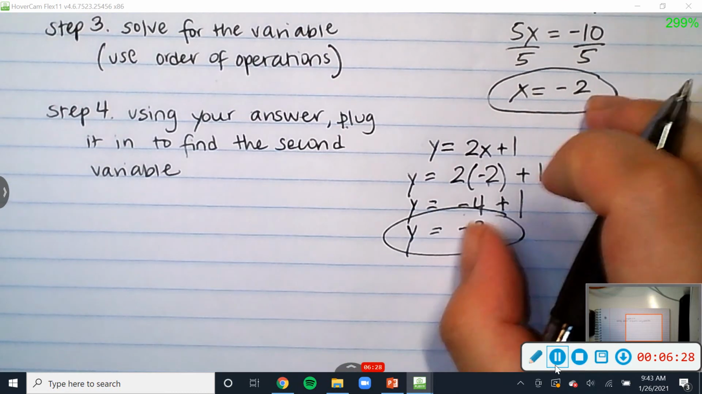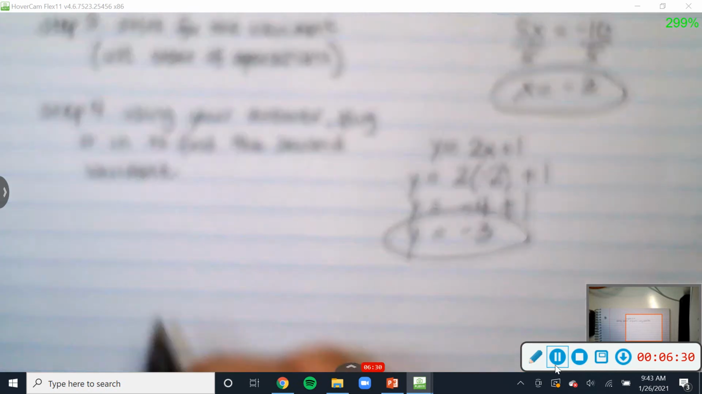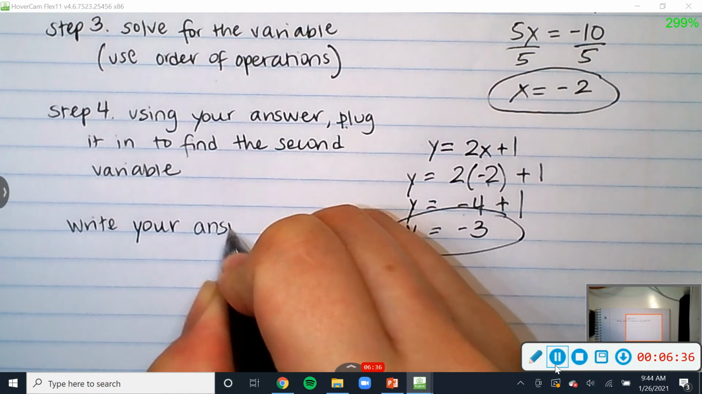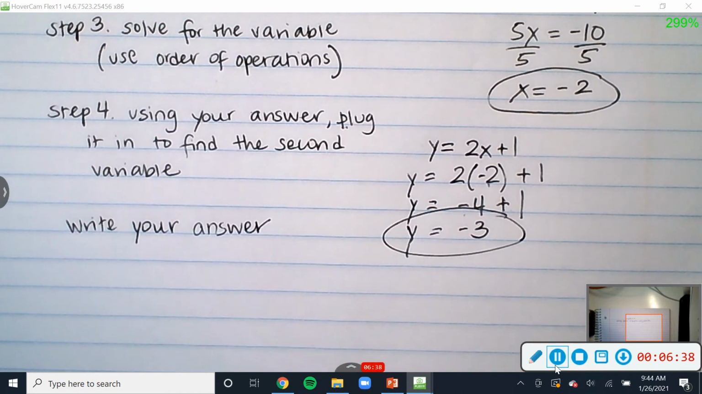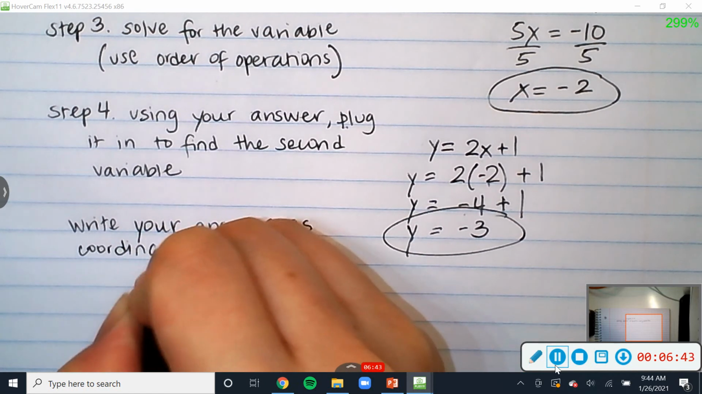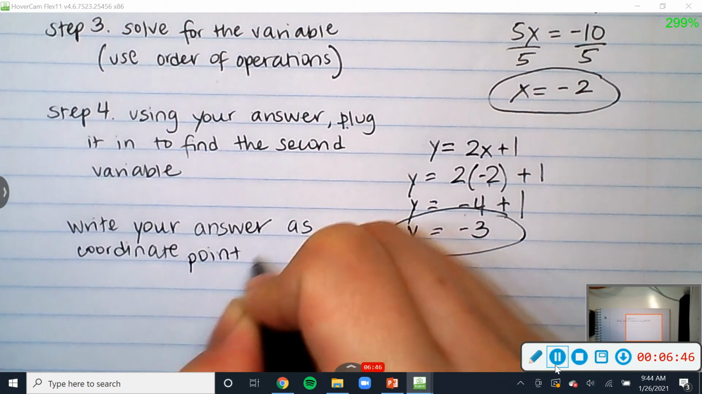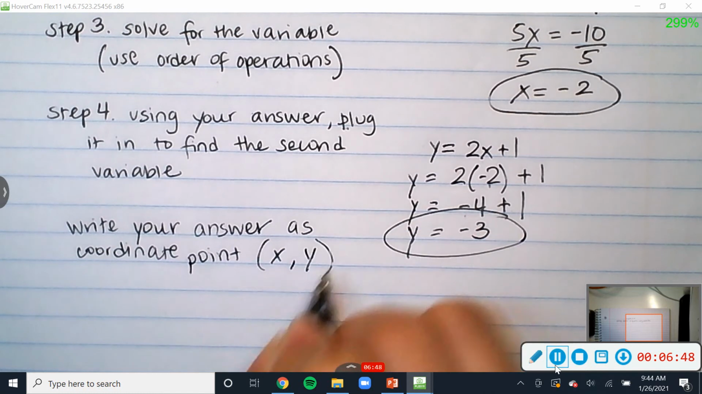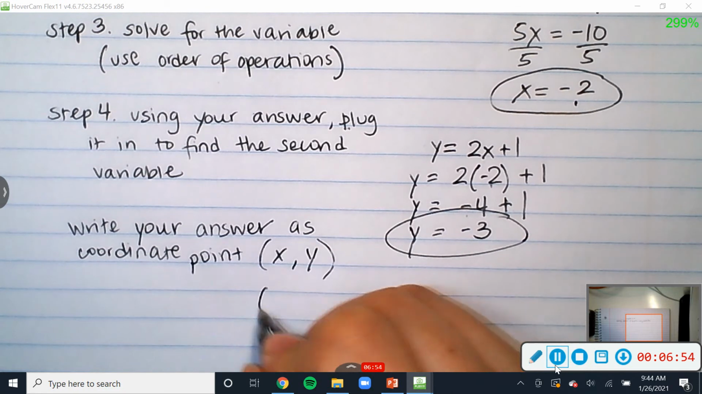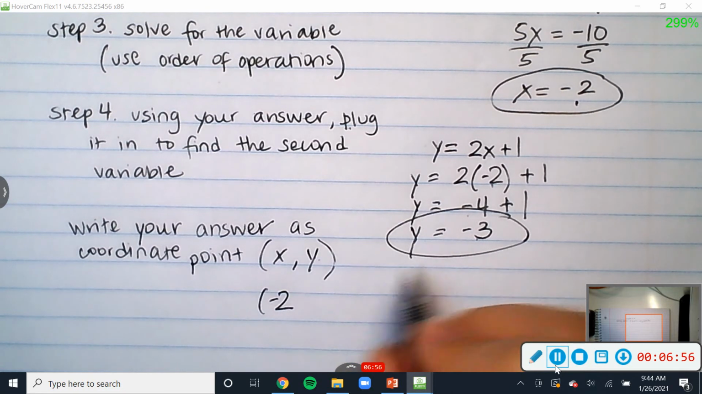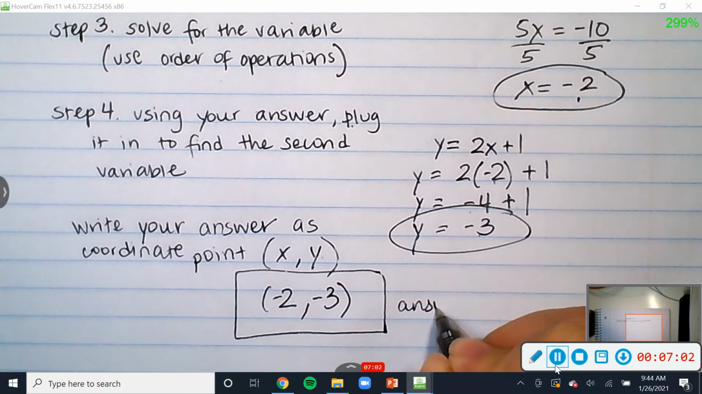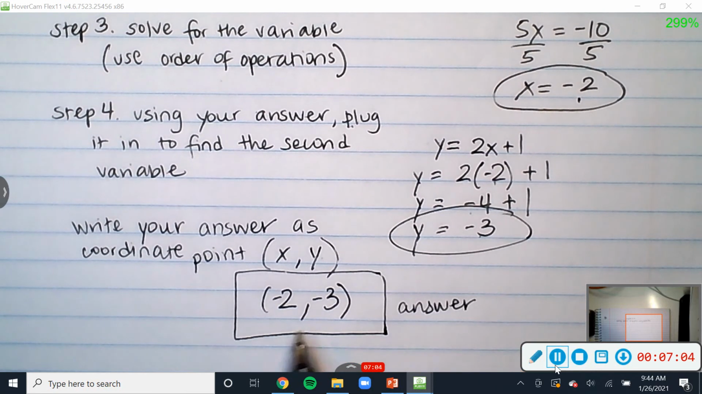After you have gotten your x value and your y value, make sure to write your answer as a coordinate point. This is just something that you should always expect. So write your answer as a coordinate point. And that just means that we need to write it as x, comma, y inside the parentheses. So in this case, x was negative 2, y is negative 3. So my final answer here, written in the correct form, would be (negative 2, negative 3).